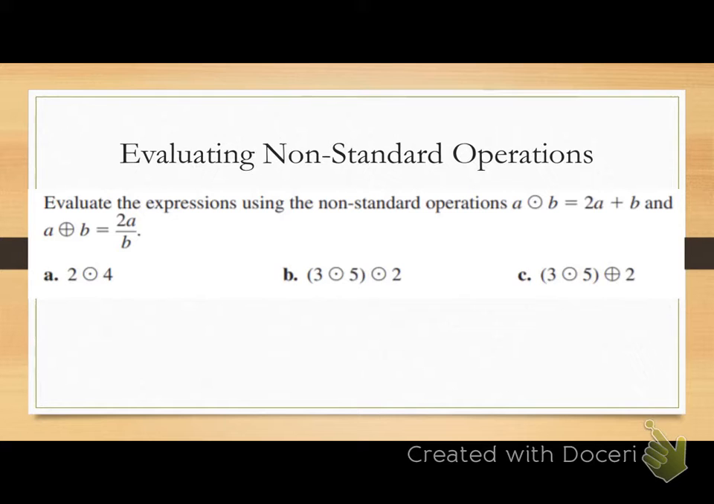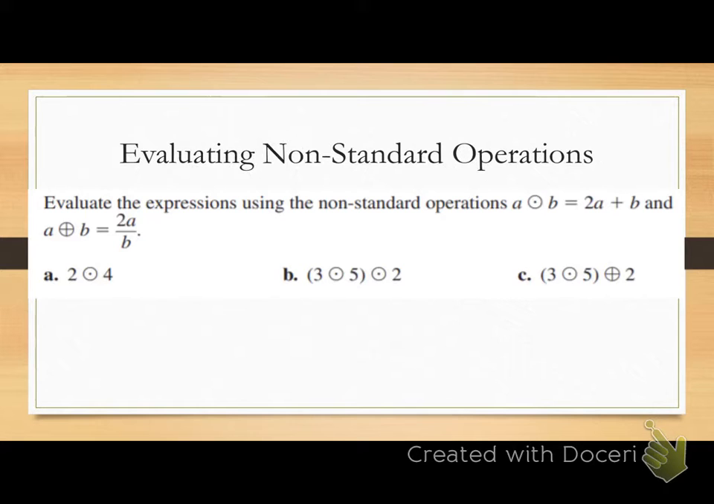It says evaluate the expression using the non-standard operations. A circle dot b equals 2a plus b. And a circle plus b equals 2a over b. So I'm using those 2 non-standard operations for these 3 problems down here below. Letter A, it wants me to find 2 circle dot 4.